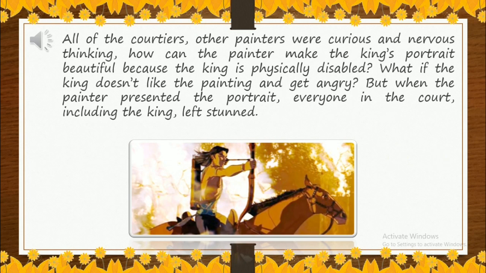All of the courtiers and other painters were curious and nervous, thinking, how can the painter make the king's portrait beautiful because the king is physically disabled? What if the king doesn't like the painting and gets angry? But when the painter presented the portrait, everyone in the court, including the king, was left stunned.